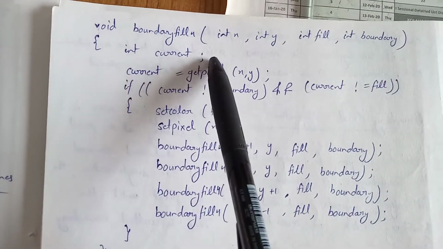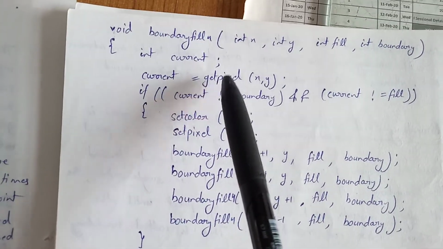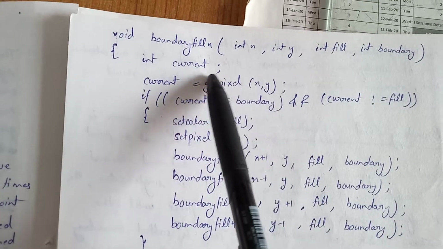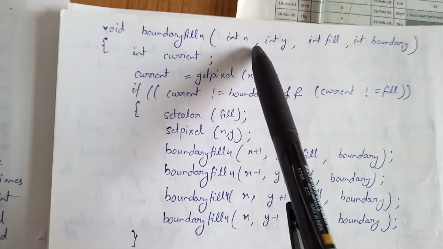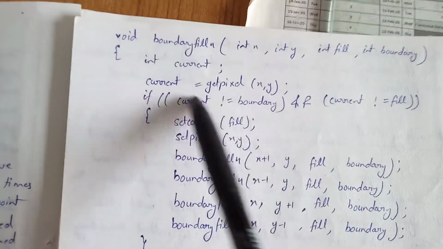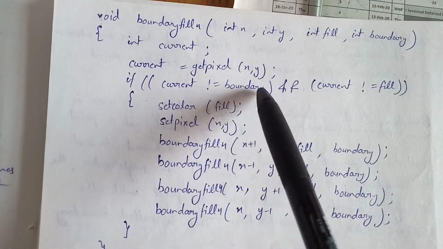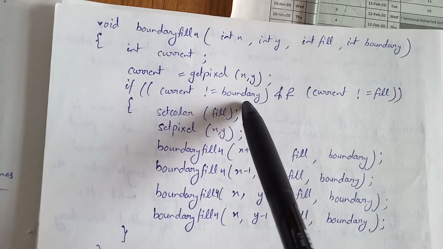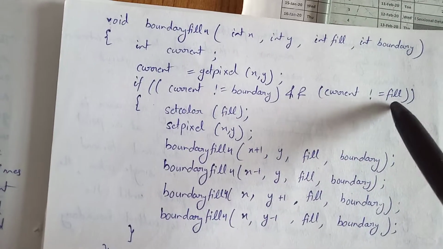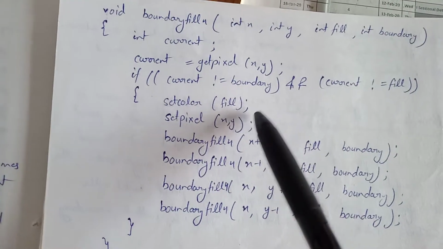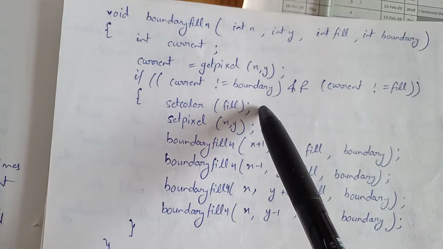Now, check the initial position, the current location. We have used the getpixel function. getpixel(x, y) will return the color of the current location, means from where the user is going to start. First we check the initial location color. If the current location is not equivalent to the boundary color and the current position is also not equivalent to the color you want to fill, in that case put that pixel and fill the color which you want.